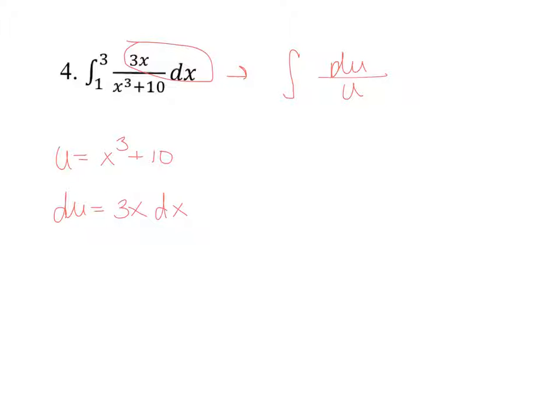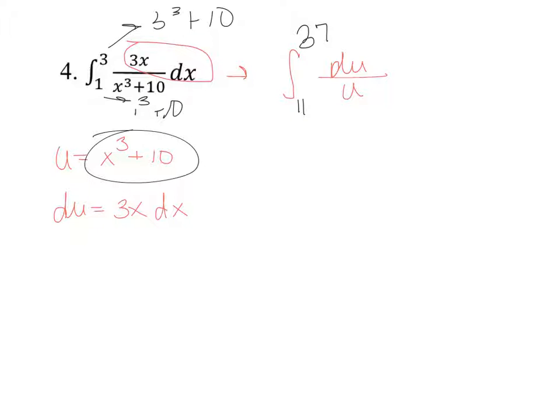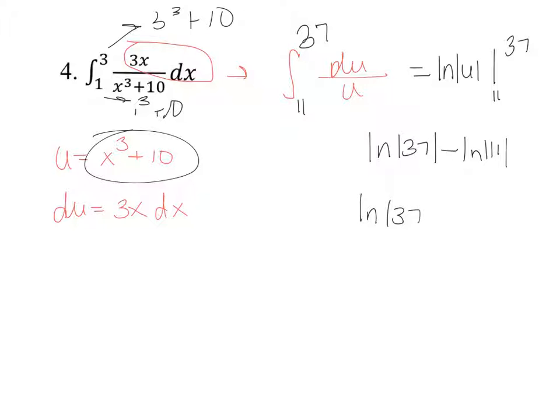I need to change my bounds. Changing my bounds, I'm going to plug it into this. So it'll be 3 cubed plus 10. 3 cubed is 27. 27 plus 10 is 37. And 1 cubed plus 10, that's just 1 plus 10, which gets you 11. Now, this is actually a pretty nice integration because it's du over u, and that's ln. So this just becomes ln of u, evaluating it from 11 to 37, upper minus lower, so ln of 37 minus ln of 11, and that's my answer. I can get rid of the absolute value bars actually because they're positive, so we'll just make it like that.